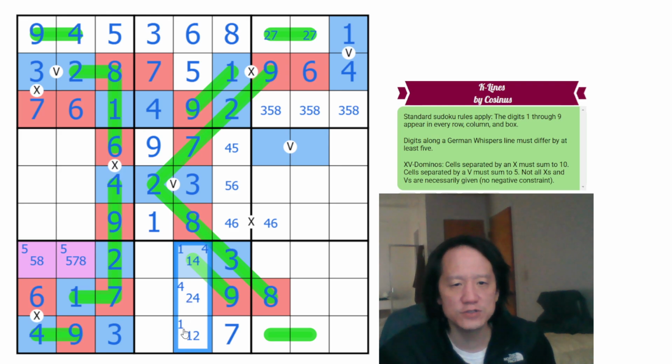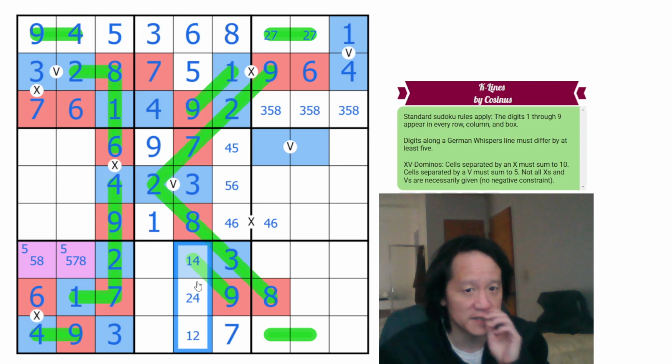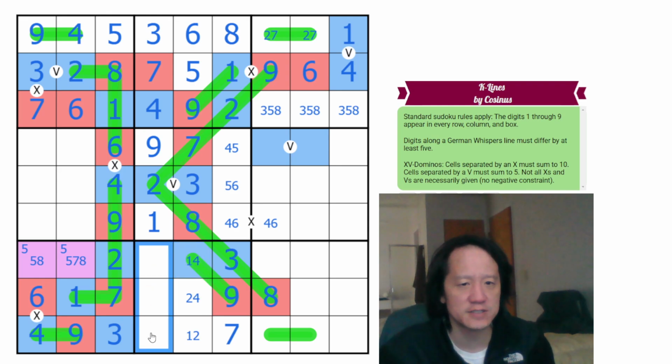Therefore, we have a 1, 2, 4 triplet in box 8. Therefore, this cannot be 1, 2, or 4. The only possibilities are 5, 6, and 8, but this can't be 6 or 8 because of these 2 cells. Therefore, this is 5. This is 6 or 8, and this is 6 or 8. So those both work.